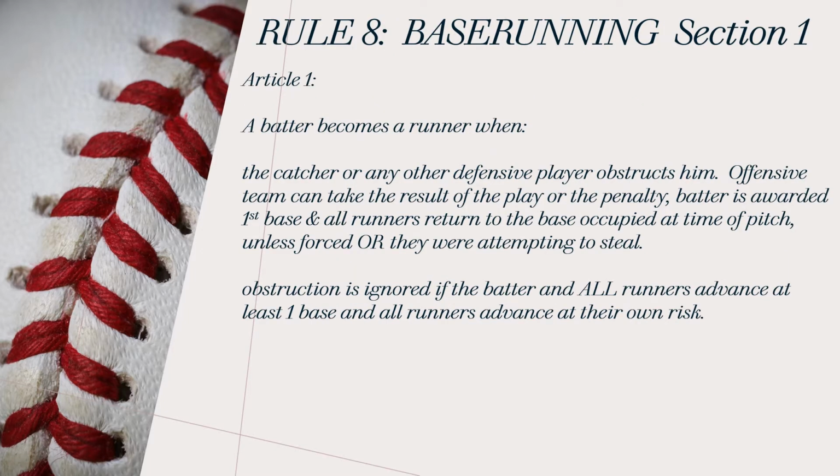The rule we're going to cover in this video is rule number 8, base running. Section 1, Article 1 states, a batter becomes a runner when the catcher or any other defensive player obstructs him. Offensive team can take the result of the play or the penalty. The batter is awarded first base and all runners return to the base occupied at time of pitch unless forced or they were attempting to steal. Obstruction is ignored if the batter and all runners advance at least one base and runners advance at their own risk. At that point, the offensive team does not get their option since the obstruction is ignored.